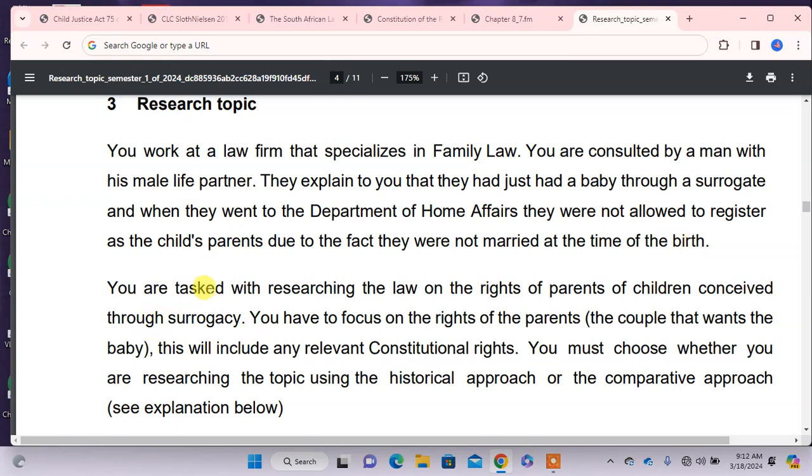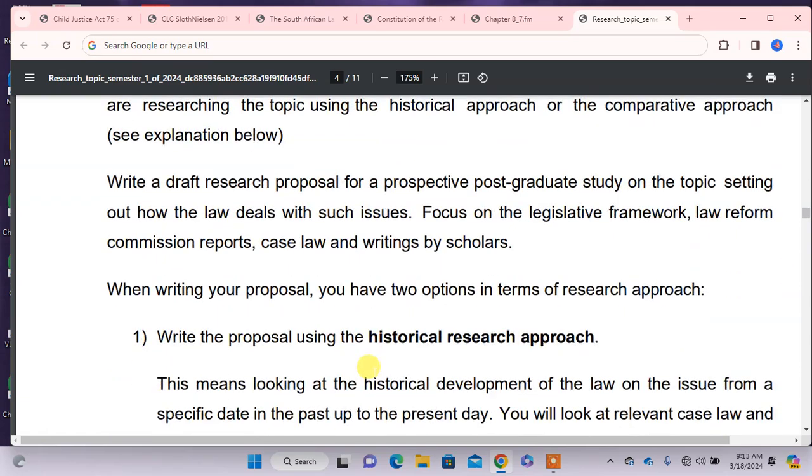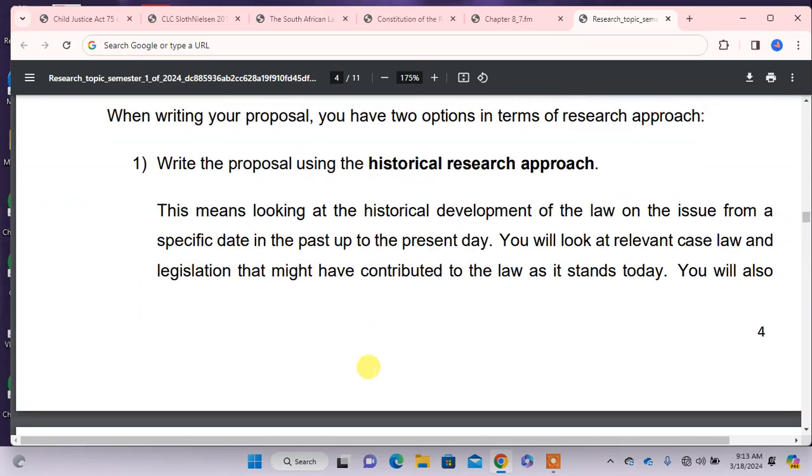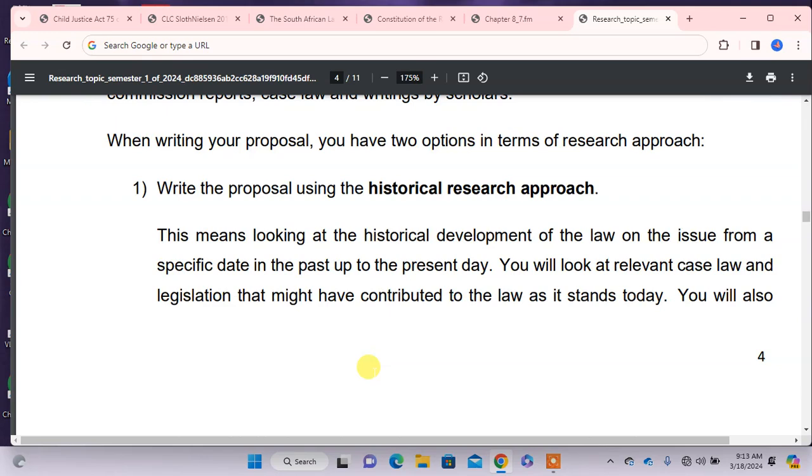You are tasked with researching the law on the rights of parents of children conceived through surrogacy. You have to focus on the rights of the parents. Of course, this will include the relevant constitutional rights, whether you choose a historical approach or a comparative approach. So downwards here we have a historical approach and the comparative research approach.